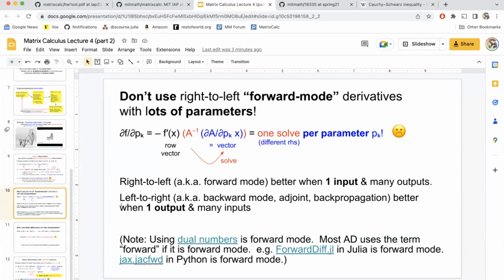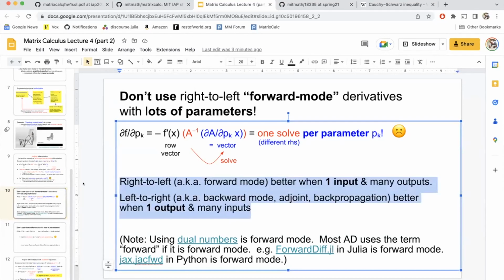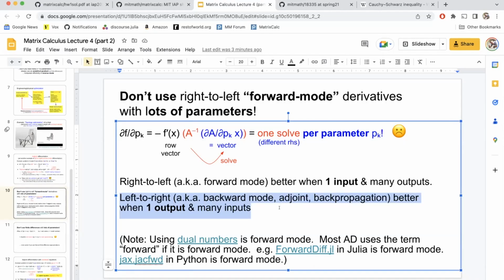Right? Actually, I wrote this down. From right to left, forward mode is better when you have one input and many outputs. Left to right, which is also called backward mode, also called adjoint methods, also called backpropagation. It has a lot of names because I think it's been rediscovered independently multiple times. It's just the left to right chain rule. It's better when you have one output or a few outputs and lots of inputs.